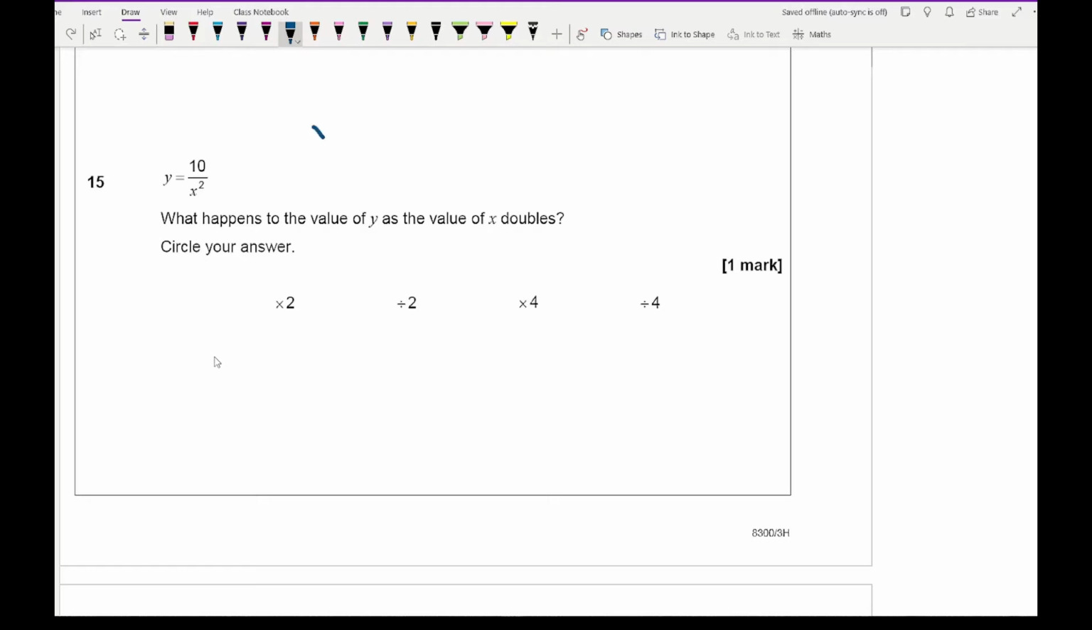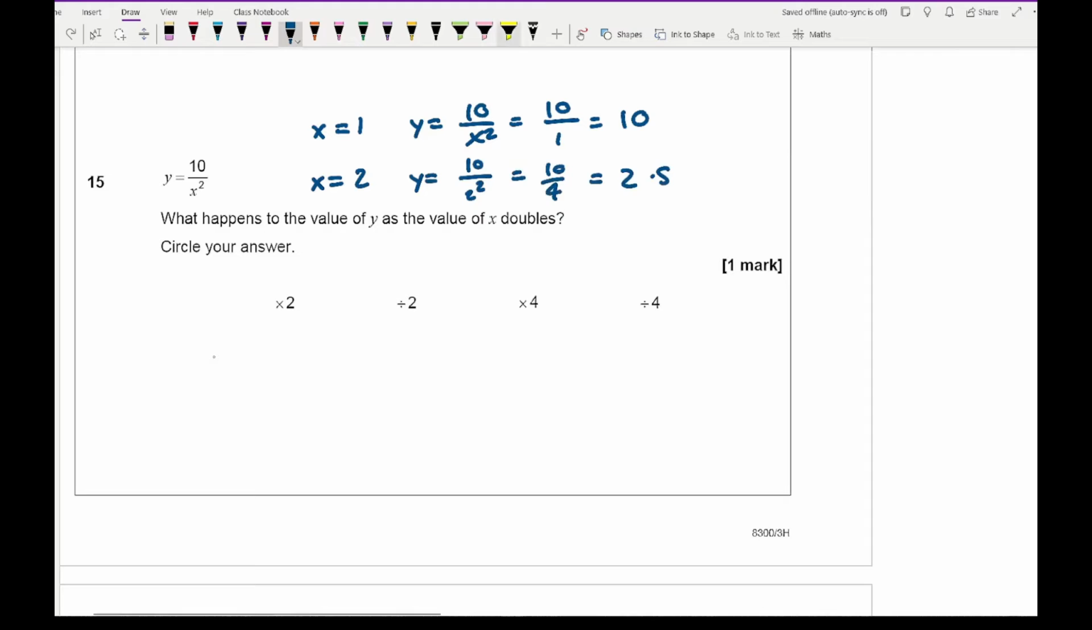Now for these types of questions, I always recommend substituting numbers in. So if I wrote x equals 1, then y is going to equal 10 over x squared. So that's going to be 10 over 1, which is 10. Then if x doubles, so that's going to be 2, I'm going to end up with y equals 10 over 2 squared, which is 10 over 4, which is 2.5.